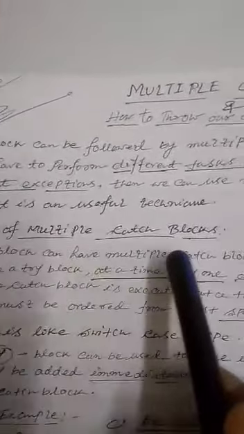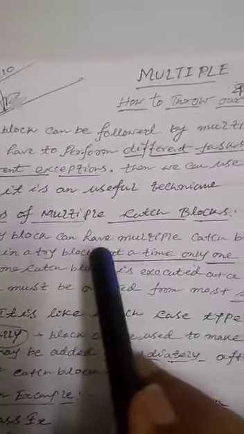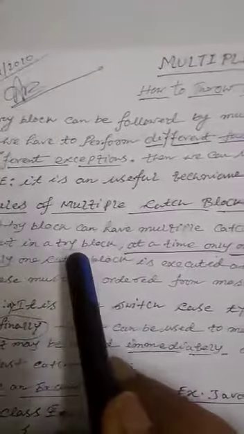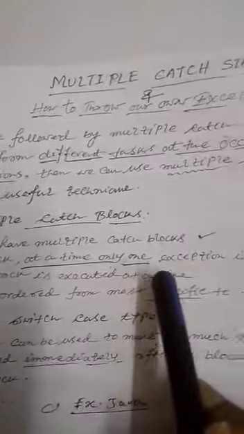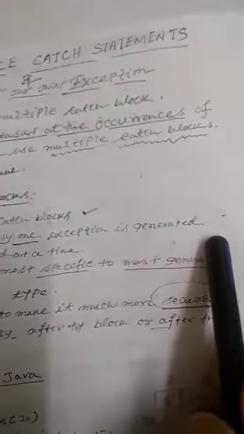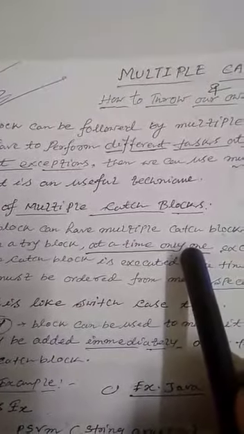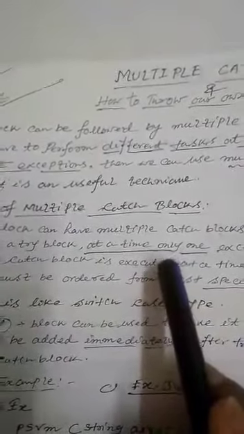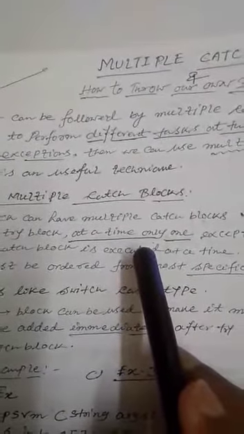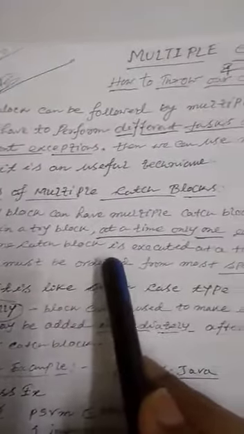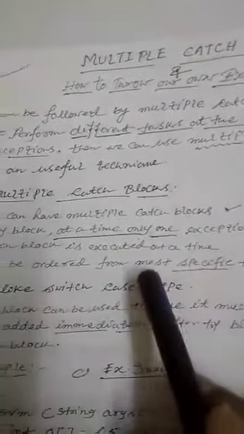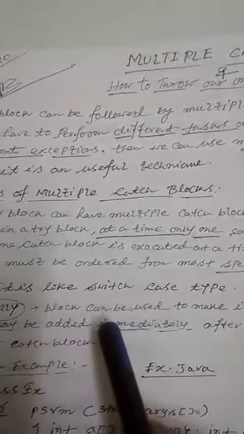Rules of multiple catch blocks: a try block can have multiple catch blocks. It is possible, but in a try block at a time only one exception is generated. We know the try is used as an exception object creator, but at a time only one type of exception will be generated. Only one catch block is executed at a time. Although there are multiple catch blocks, at a time only one catch block will be effective.